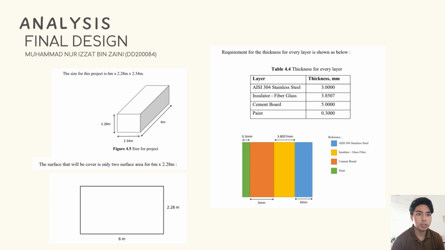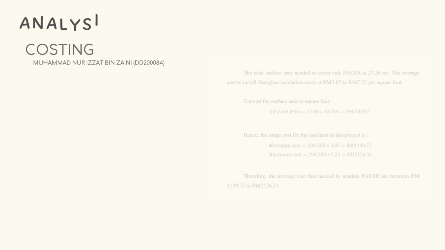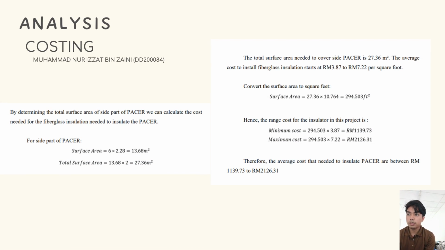The size for this project is 6 meter times 2.28 meter times 2.34 meter. And the surface that will be covered is only the surface area of 6 meter times 2.28 meter. The requirement for the thickness of every layer is shown as below. This is our calculation for the costing analysis, and the average cost we get is 1,133.70 to 2,126.31 ringgit.